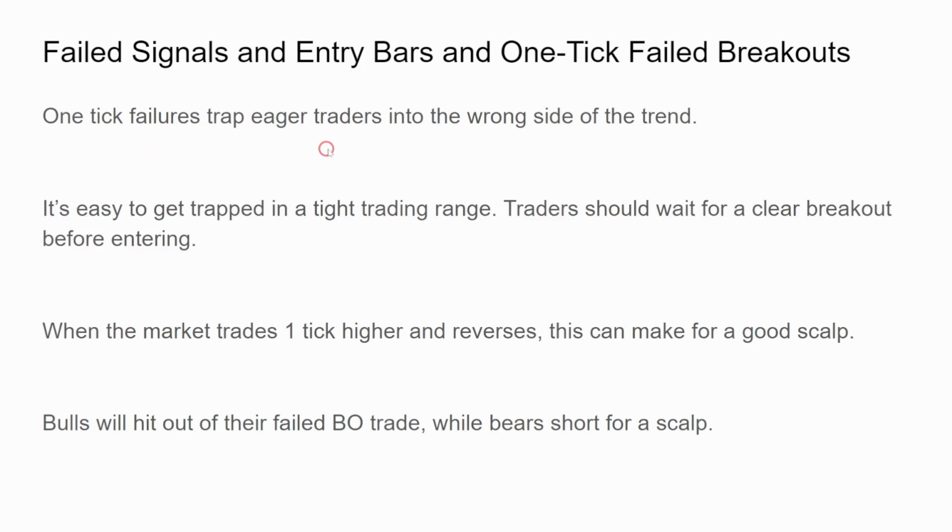1-tick failures trap eager traders into the wrong side of the trend. It's easy to get trapped in a tight trading range. Traders should wait for a clear breakout before entering. When the market trades 1-tick higher and reverses, this can make for a good scalp. Bulls will hit out of their failed breakout trade while bears short for a scalp.